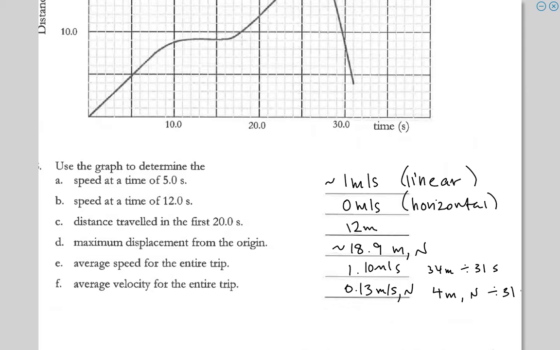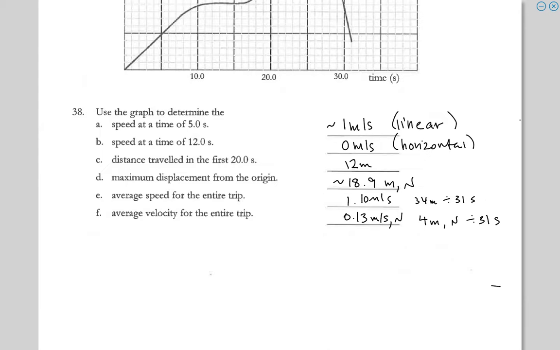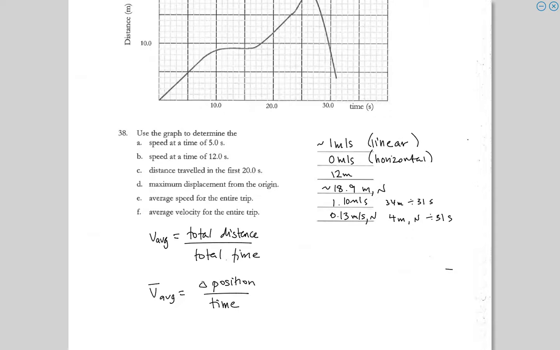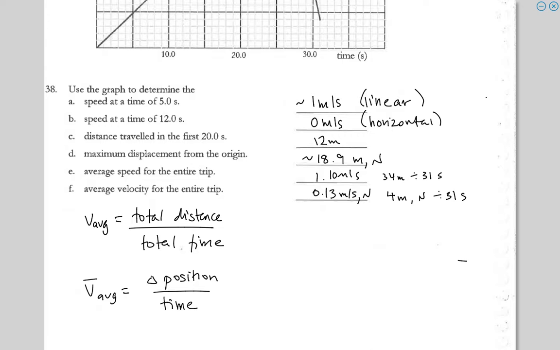Now for average speed, and we're just going to jot this down again so you don't forget. V average is total distance over total time. And velocity average is change in position over time. Okay? So you're just going to have meters divided by seconds. You just have to be careful. For speed, you need total distance.